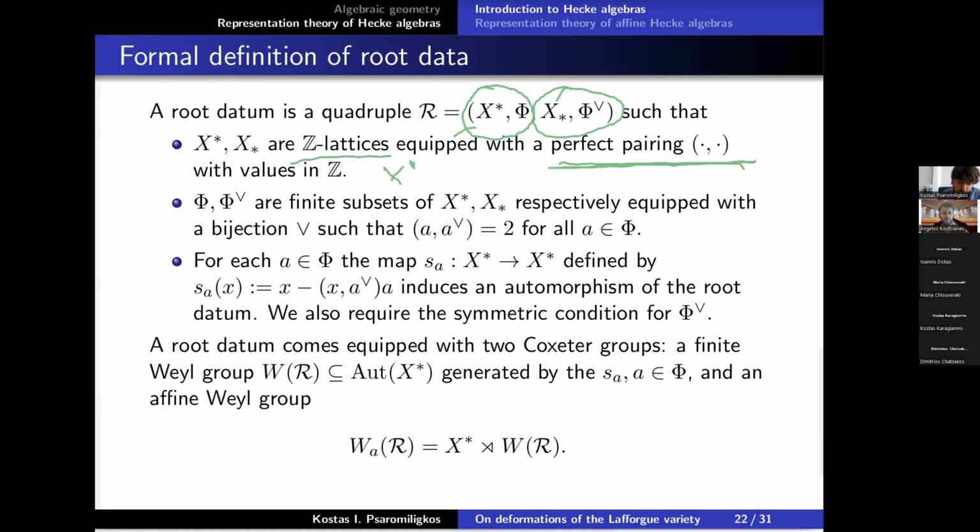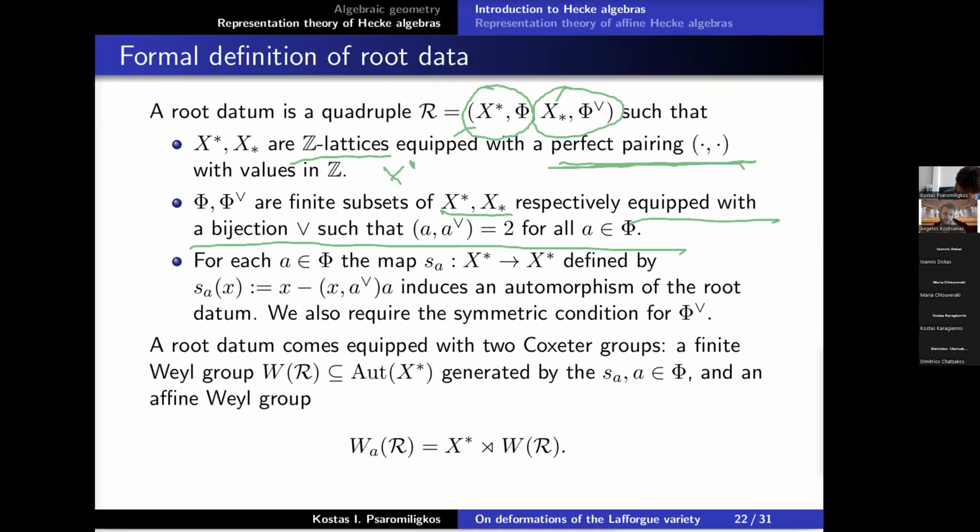But then you also require some other things. Phi and phi star, these roots and coroots, as we call them, are just finite subsets, which we require the duality to send roots to coroots. So we also specify a bijection here that has a particular pairing. And the final condition is about this reflection we said before.